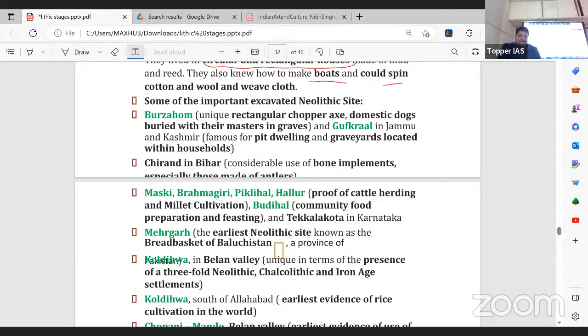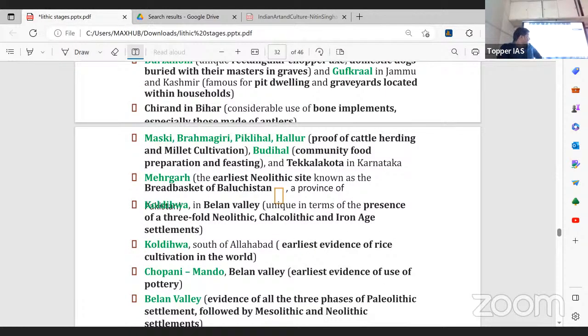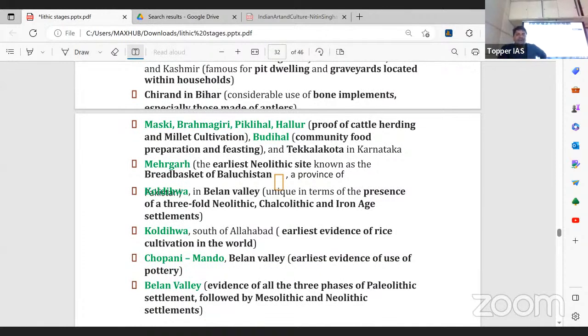So then Mehrgarh, right? So Mehrgarh in Baluchistan, the bread basket of Baluchistan. Even today Baluchistan is there, right? So part of Pakistan, but they are also demanding a separate state. Okay, Baluchistan, right? So Mehrgarh in Baluchistan, Koldihwa, right, in Belan Valley. Neolithic, Chalcolithic, and Iron Age settlements, all three are there in Koldihwa, right? So Koldihwa, south of Allahabad, earliest evidence of rice cultivation in the world.